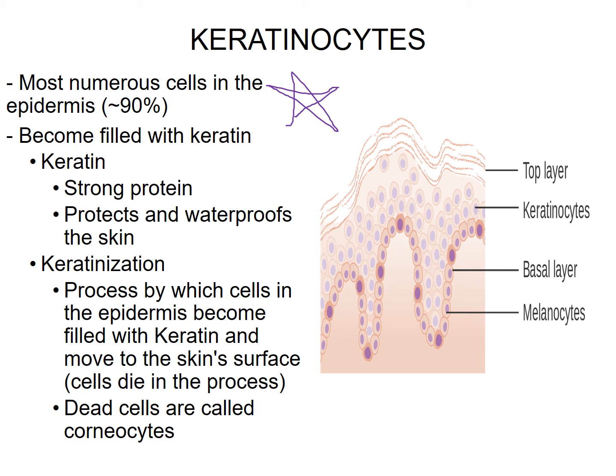So out of all of these cells, the basal, the Merkel, the Langerhans, and the, what am I missing? Melanocytes, these are by far the most popular, the keratinocytes, all throughout your skin. And once again, keratin, very, very strong protein found in your skin, also in your hair and nails. And what it does, because it's so strong, it protects your skin and also waterproofs your skin.